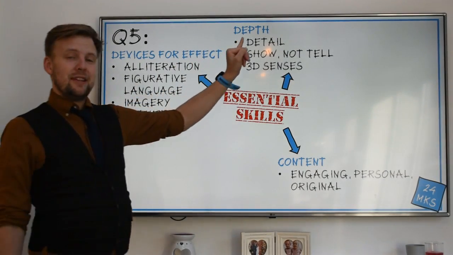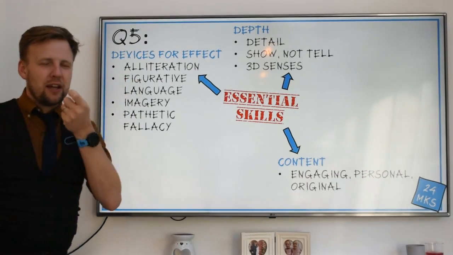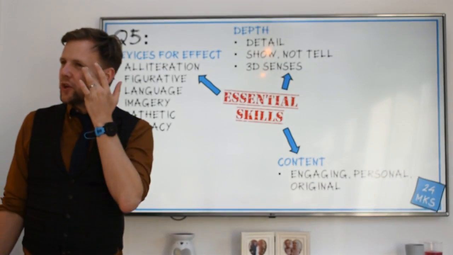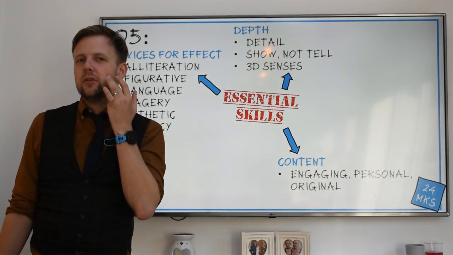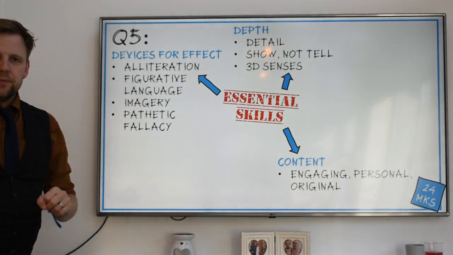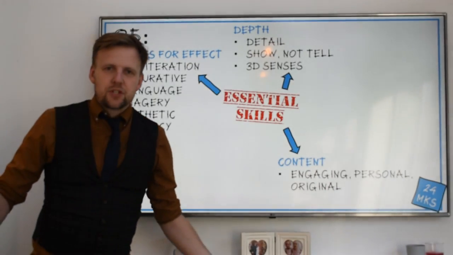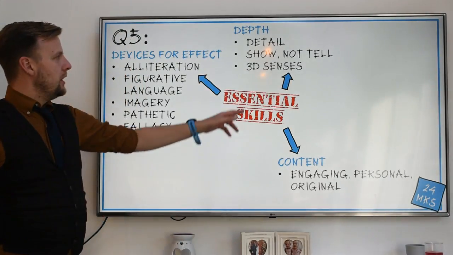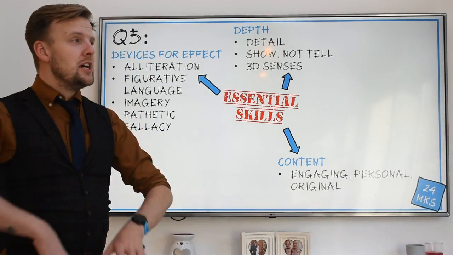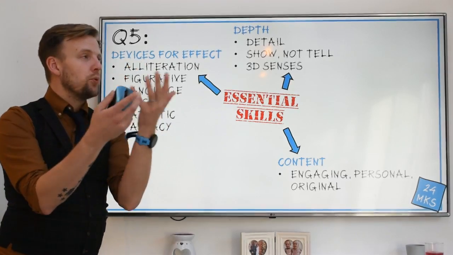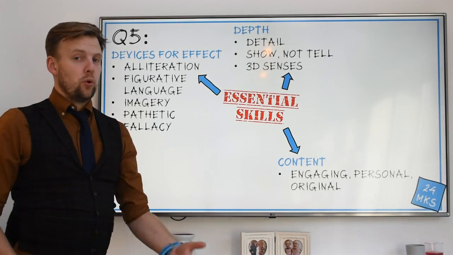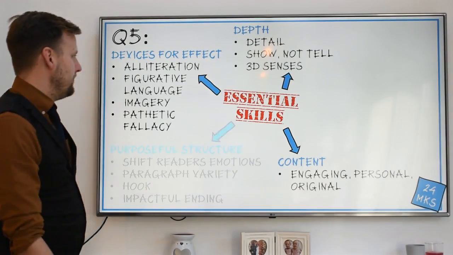Have you given depth? The biggest piece of little nugget advice I can give you about question 5 is to go into depth, give detail about the trickle of the tear down his throat. Show, not tell. Let your reader see what's going on, not just hear what's going on. 3D senses: what can you see, smell, hear, feel, taste, touch, so the reader feels like they have this full 3-dimensional descriptive experience. And it doesn't matter if it's a story or a description, you do that, okay?